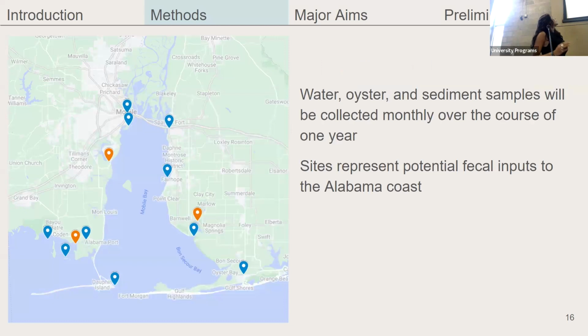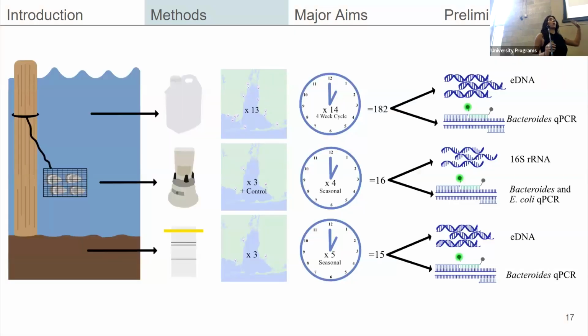I told you about my two methods. Now I'm going to tell you about my samples. So we have 13 sites that are all around Mobile Bay, and they represent potential fecal inputs to the Alabama coast. So at all 13 of these sites, we collected water samples on a 4-week basis over the course of a year. And at the 3 sites that are orange, we also collected oyster samples and sediment samples on a seasonal basis.